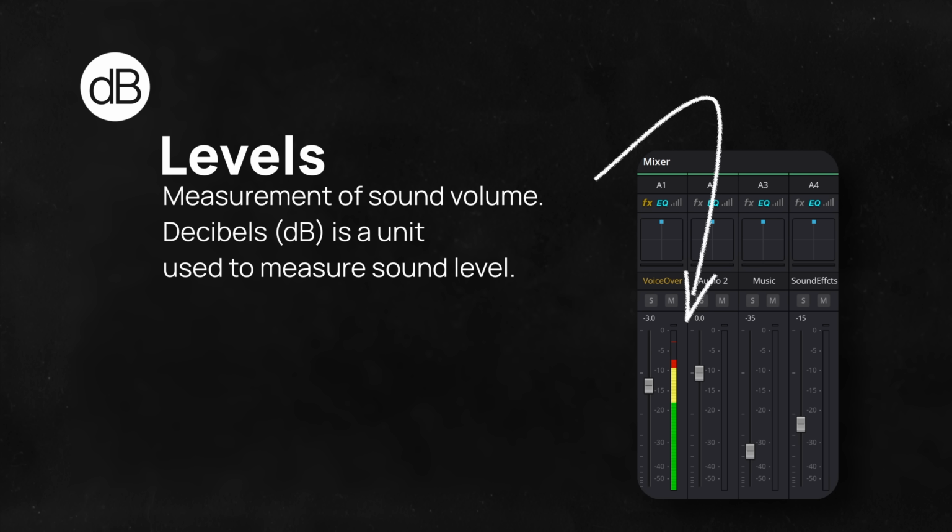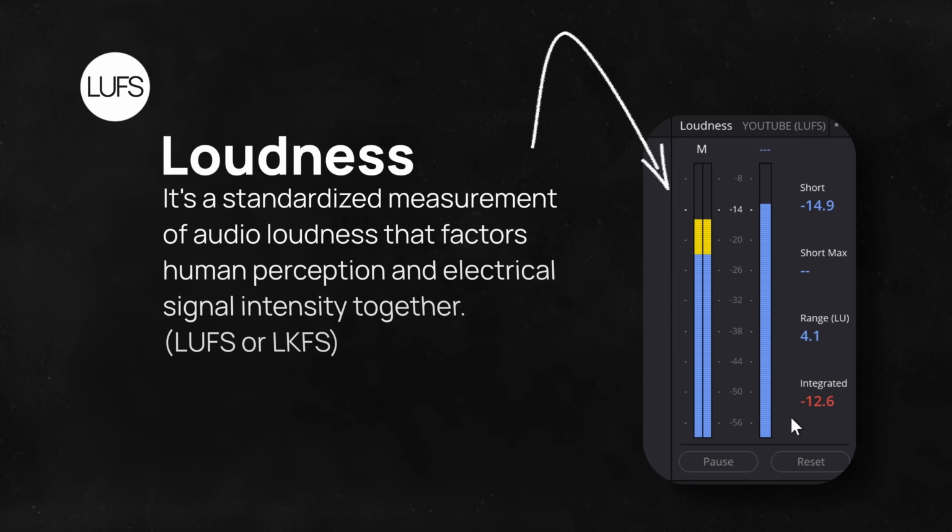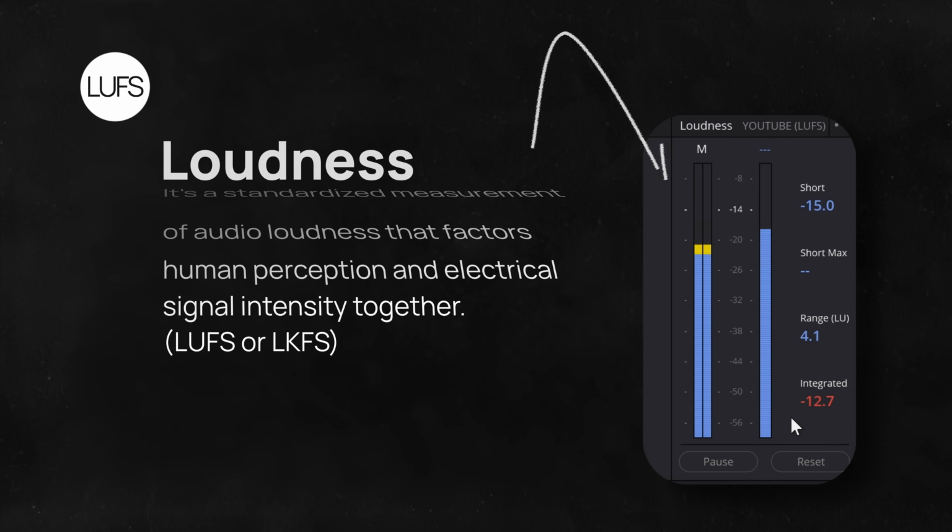Levels are the exact volume at any particular moment, measured in decibels. Loudness is how we perceive the sound overall, usually measured in LUFS or LKFS. Think of levels as the numbers and loudness as the overall vibe. Anyway, that's out of the way.